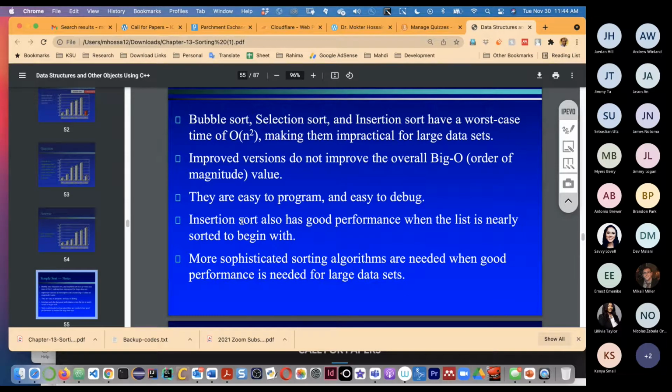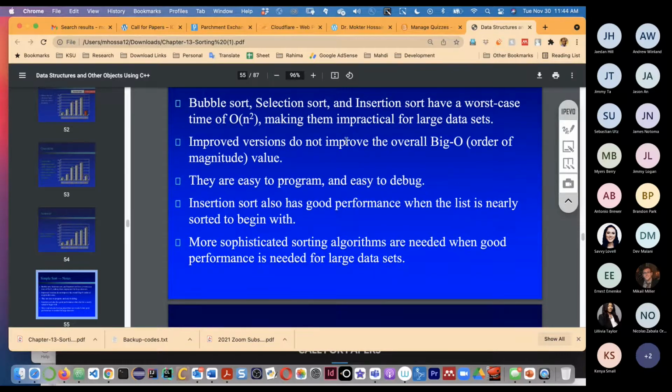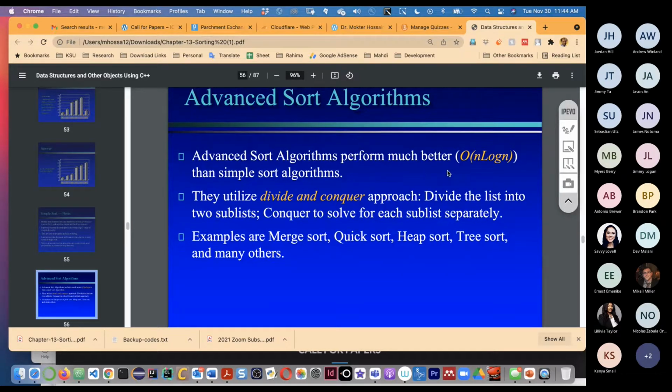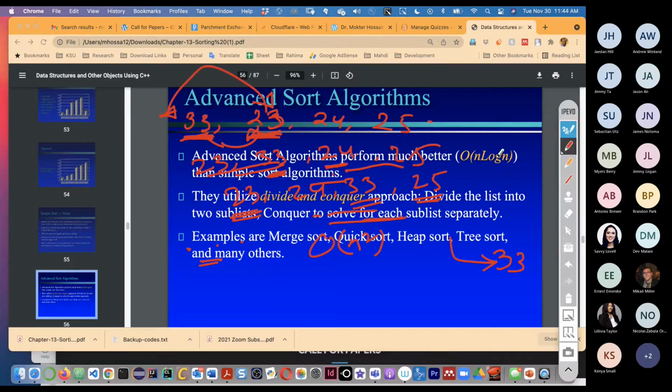Okay, so these bubble sort, selection sort, and insertion sort algorithms take big O n squared time complexity. But they're not advanced sorting algorithms. As I said, there's a mistake over here. It should be L in lowercase.